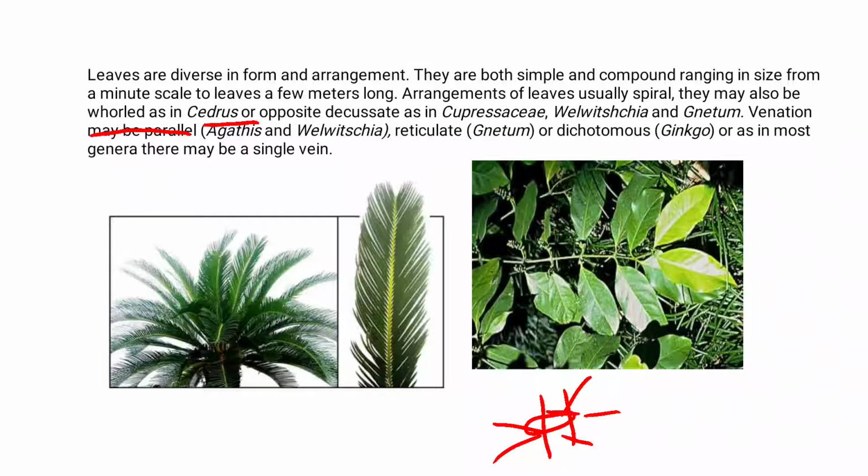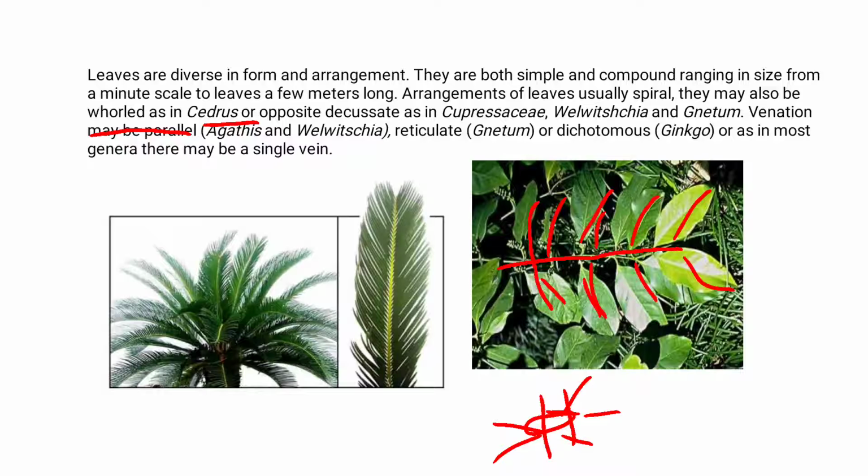And in case of Welwitschia, Gnetum and Cupressus, you will find opposite phyllotaxy. You can see in this picture here. This is the stem. On this stem, the leaves arise in the opposite direction. This leaf arises exactly opposite to this one, and this is opposite to this. So, on the stem, they are arranged in opposite direction. This is known as opposite phyllotaxy. You commonly see this in Welwitschia and even in Gnetum.